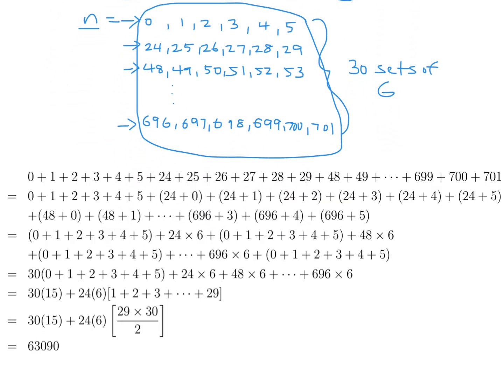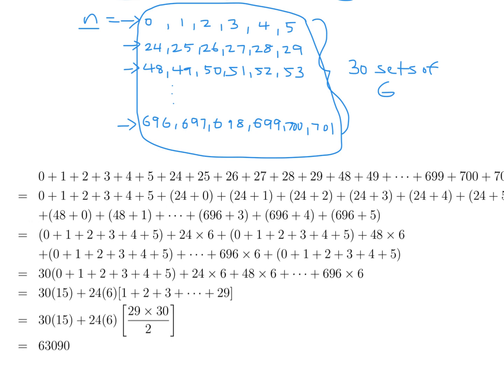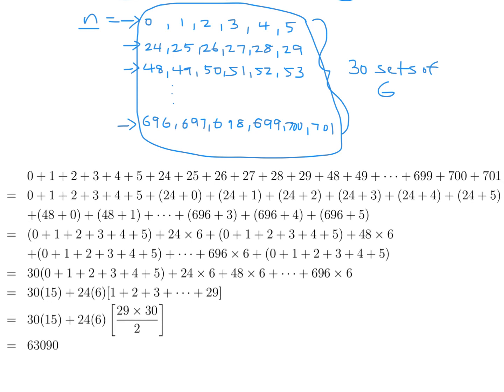All right, so this is basically showing how you can add up all these numbers in a relatively structured way without having to do it manually. It would be very time consuming. So the first row here is showing you all the numbers that are right here. So it starts with 0, 1, 2, 3, 4, 5, and then 24 through 29, then 48 all the way to 53, and then 696 all the way to 701. So this is all the numbers. Obviously, there's a dot, dot, dot here because there's several. Then we're going to group them.